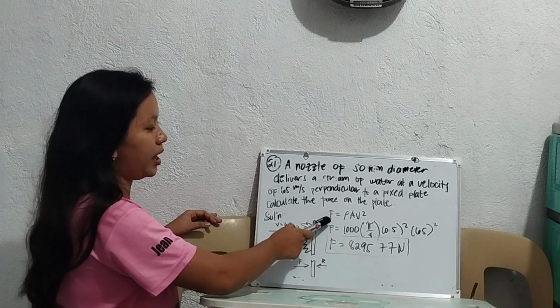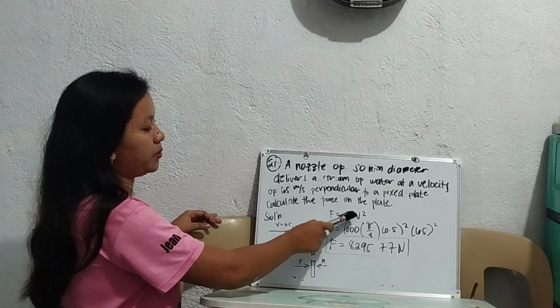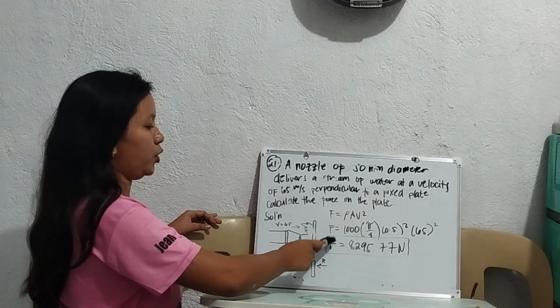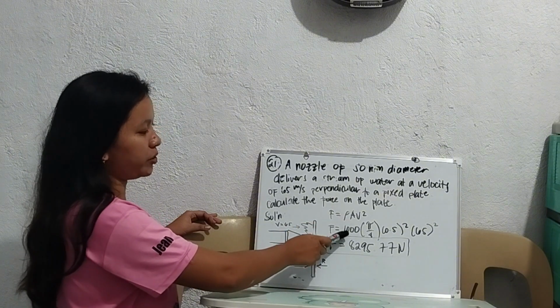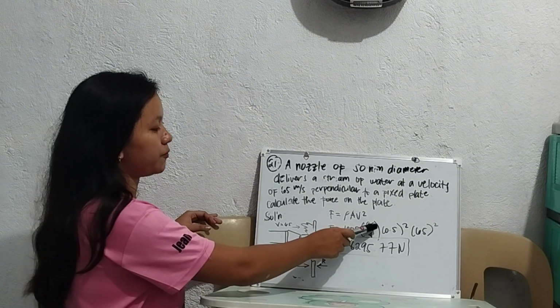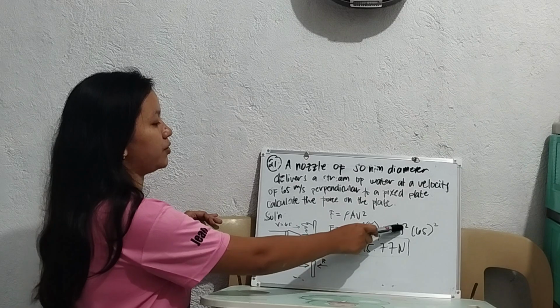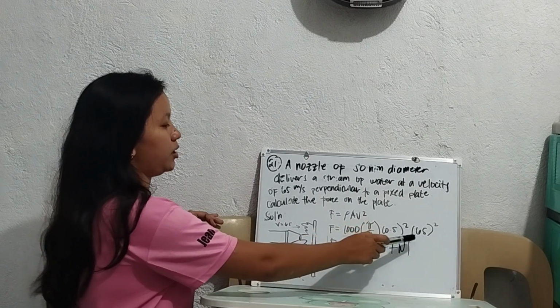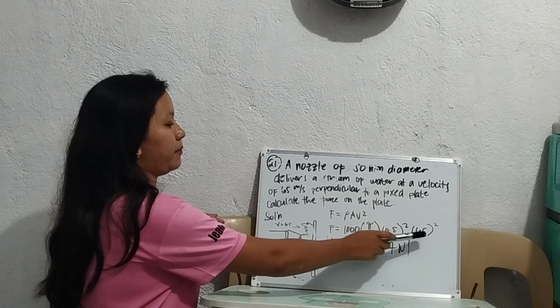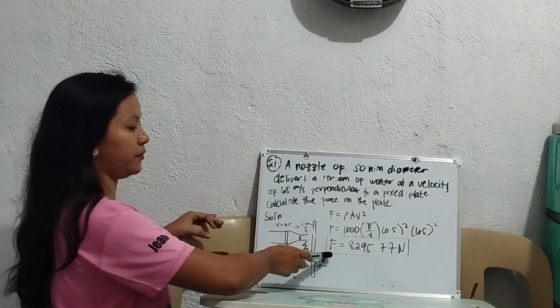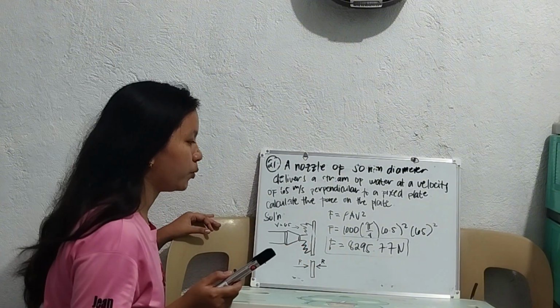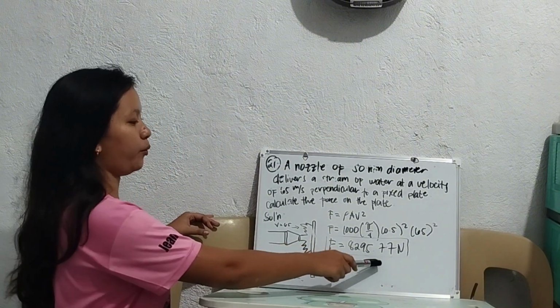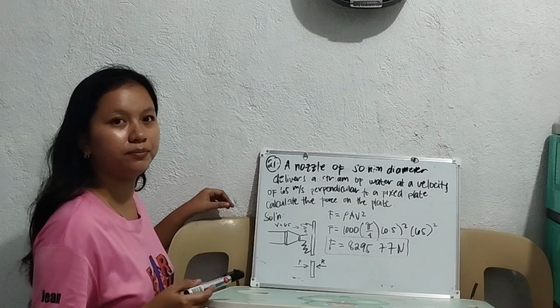So we have our formula. Force equals density times area times V squared. So F equals density of water, which is 1,000. The area is pi over 4 times 0.5 squared. And then our velocity, which is 65, multiplied by 65 squared. So we have the answer for our force. Force is equal to 8,295.77 Newton.